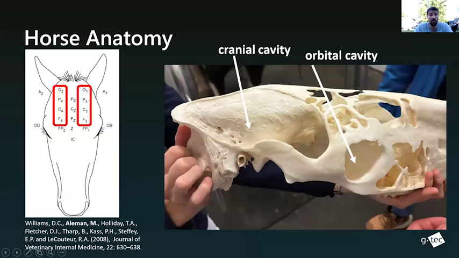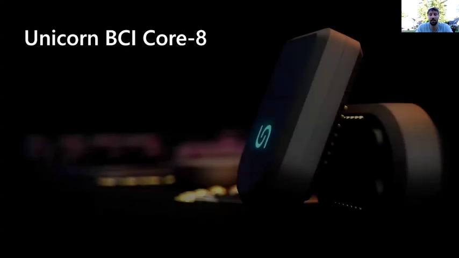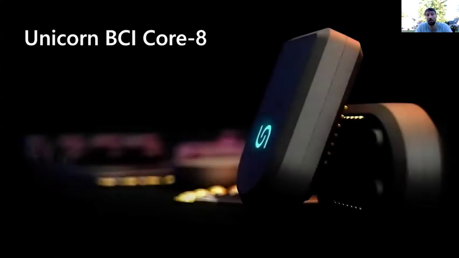There is a proper amount of literature about horse EEG, and we selected these 8 positions marked in red for our electrodes. Interestingly, on the figure on the right side you can see the orbital cavity and the cranial cavity, and how much distance there is in between. Between the eyes there is no brain, so we need to really go upwards towards the ears to get our EEG.